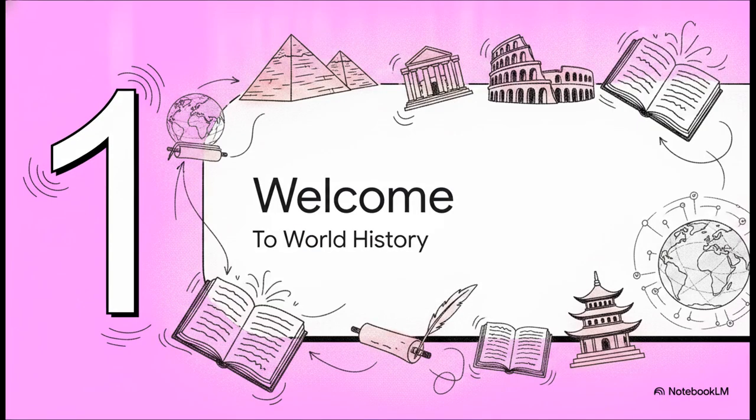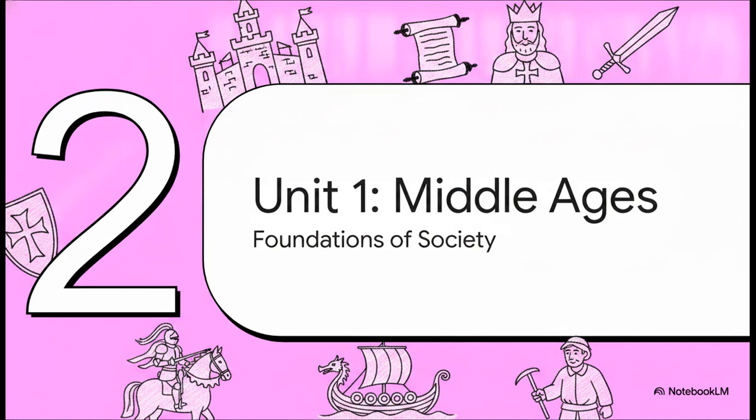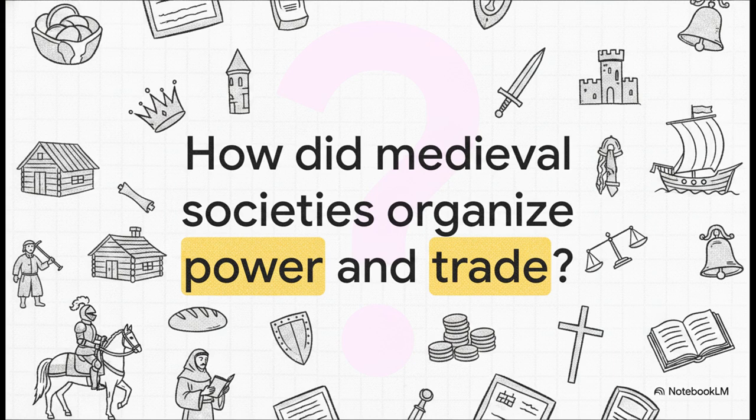Welcome to World History. Moving right along to Section 2, Unit 1, The Middle Ages. Our investigation into the Middle Ages is really driven by one central question. How did medieval societies organize power, belief, trade, and daily life? When we think of this era, it's super easy to default to knights in shining armor. But the reality across the globe is incredibly rich and diverse. We're going to look at the actual nuts and bolts of how human beings structured their daily existence. Who held the authority? What belief systems guided them? And honestly, how did they just survive?